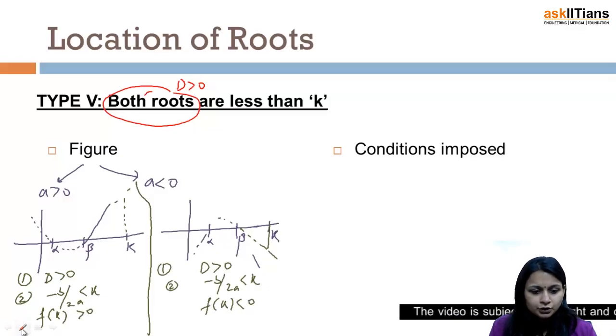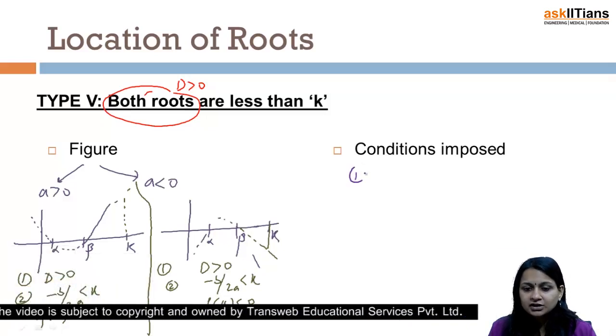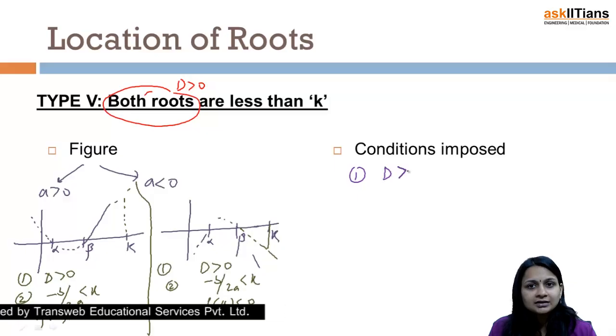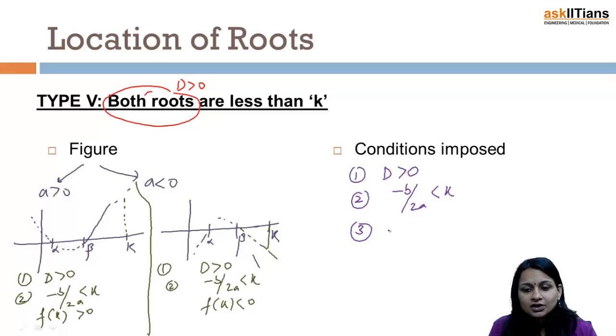But I want to put all these conditions together. So how can I put it? The first condition is discriminant D is greater than 0. The second condition is on minus b upon 2a, so minus b upon 2a will be less than k. And finally about f(k): when a is greater than 0, f(k) is greater than 0. When a is less than 0, f(k) is less than 0. That means their product a times f(k) will always be greater than 0. So these three conditions together will give me this proper type, which is both roots less than k.